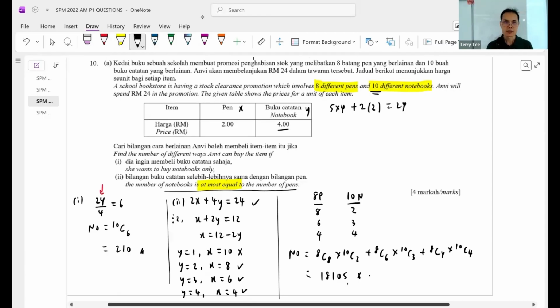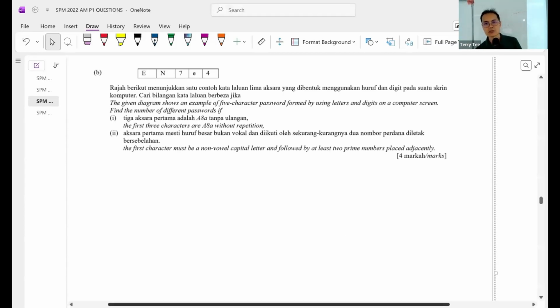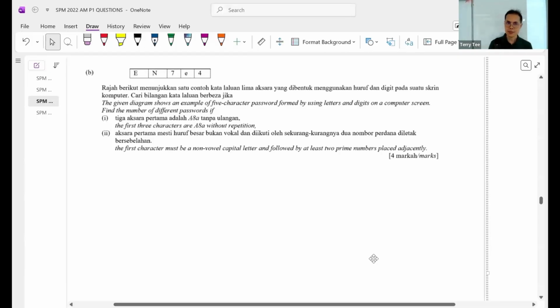Okay, let's talk about question B. This question is quite difficult for a lot of students because it's not very clear. So, let me explain.